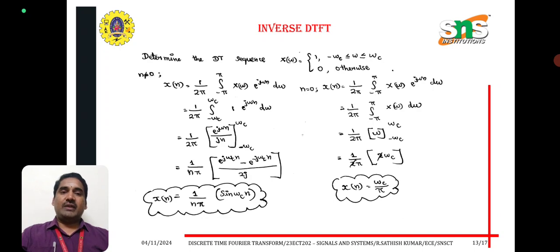When n is not equal to 0, x of n is equal to 1 by n pi into sin omega c of n. When n is equal to 0, x of n is equal to omega c by pi.